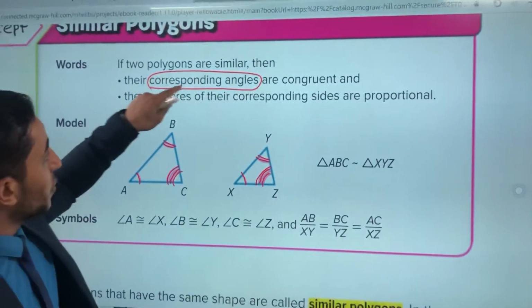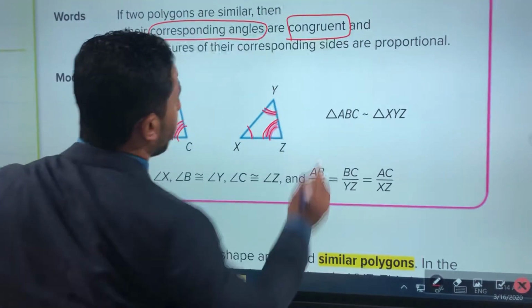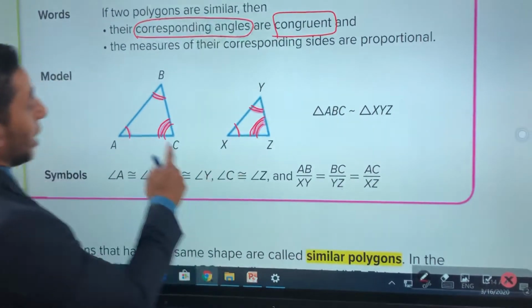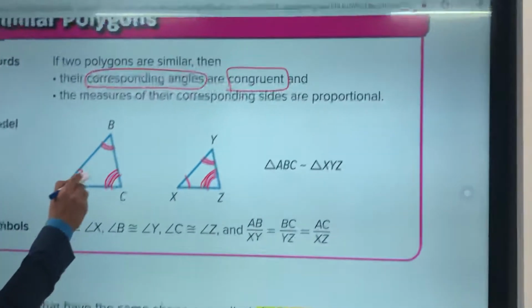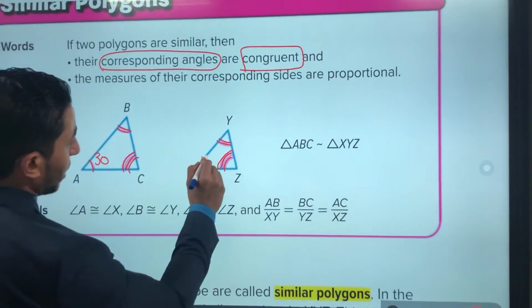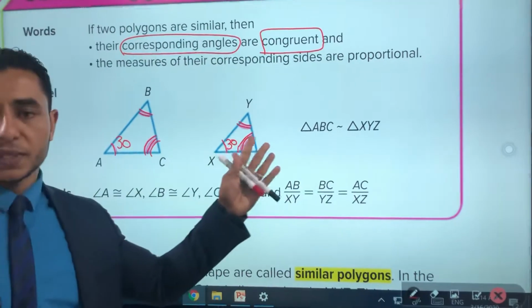This means corresponding angles are congruent, as you learned before, it's equal. If the angle of A equals 30, then the angle of X is also 30. If angle B is 90, then Y is 90, for example.